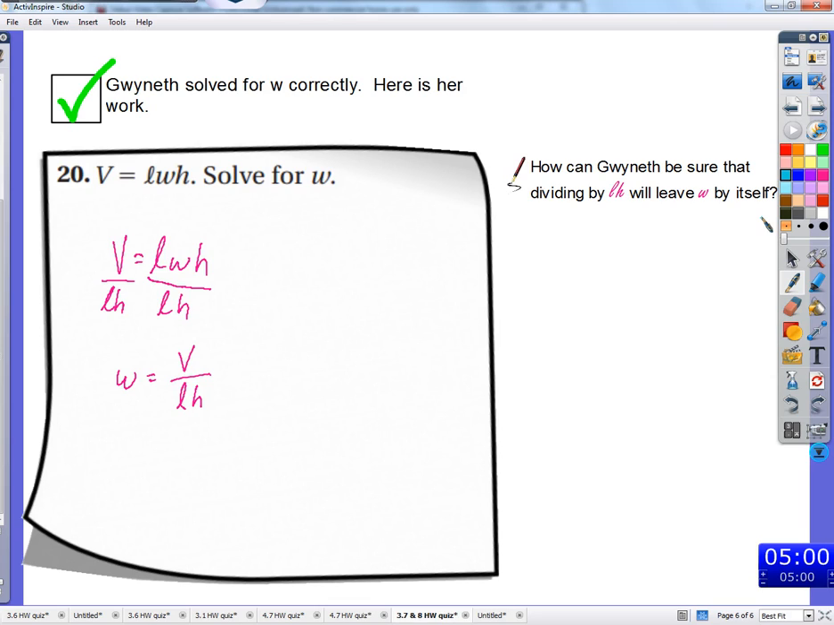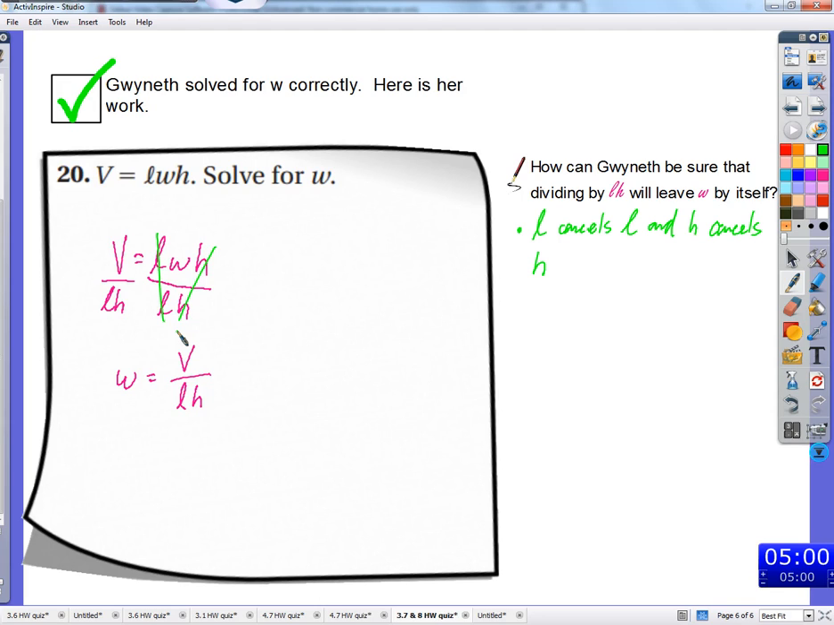Why? How can we be so sure that dividing by LH is going to get W by itself? Doesn't she divide by LH? It cancels them out. Cancels out the L and the H. Okay? So we'll say L cancels L and H cancels H. L cancels the L, H cancels the H, and leaves W by itself, and over here, L times H.